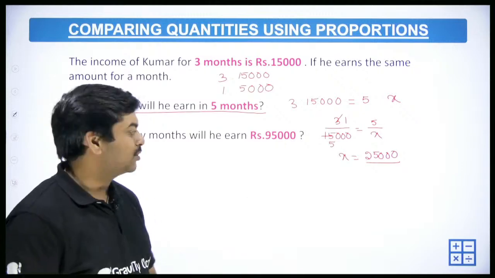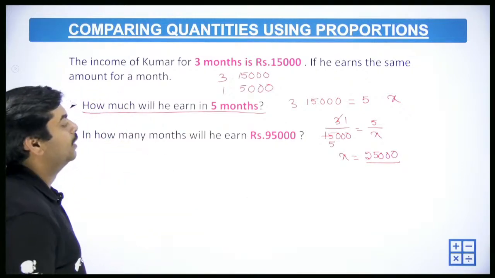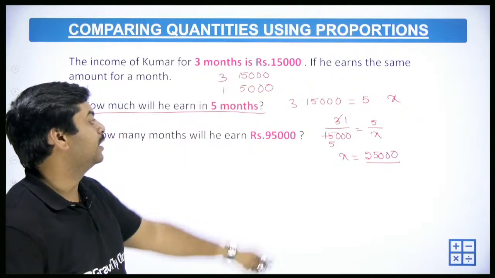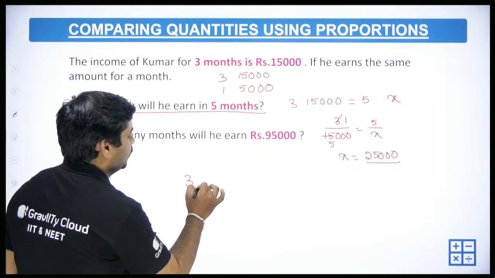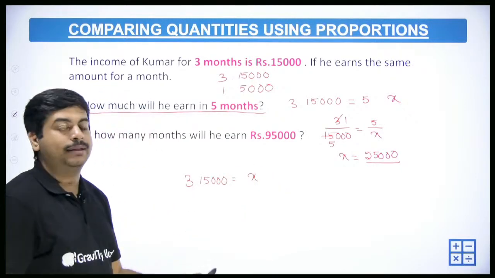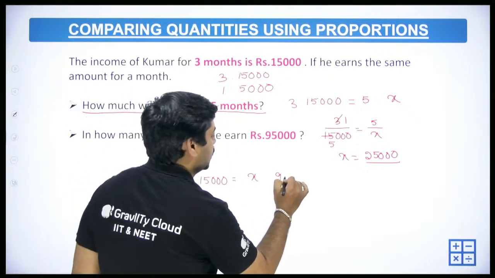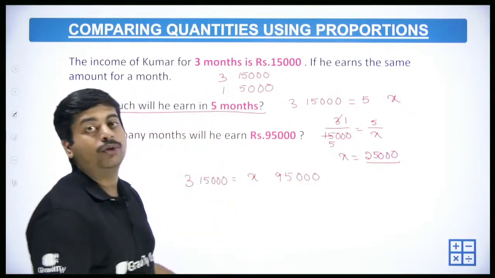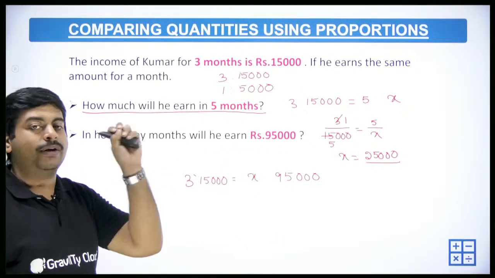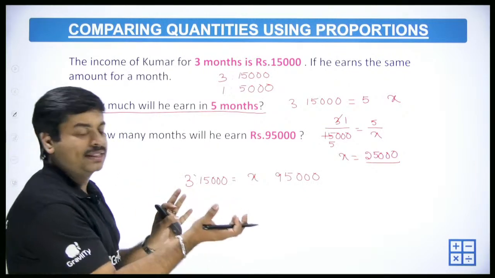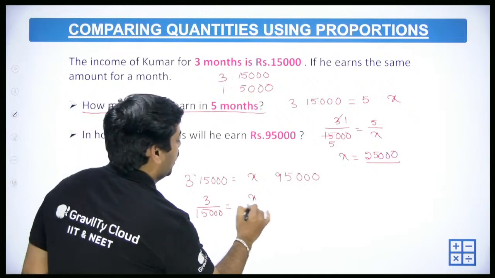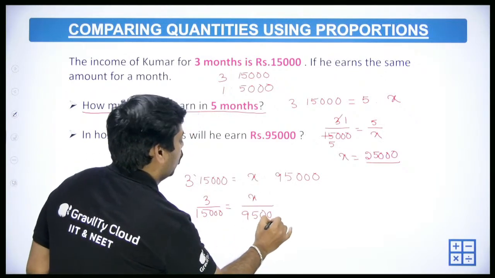That's what we discussed in the last class. And how many months will he take to earn 95,000 rupees? For 3 months it is 15,000; for how many months do we get 95,000? That is how we use a proportion. A is to B and C is to D, these two are in proportion. So when we say in proportion, we can equate the fractions directly. So 3 by 15,000 is equal to X by 95,000. Once you solve this, you'll get the answer.